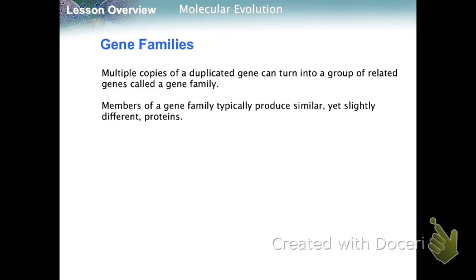Multiple copies of a duplicated gene can turn into a group of related genes called a gene family. And like I just said, the gene family typically produces similar yet slightly different proteins.